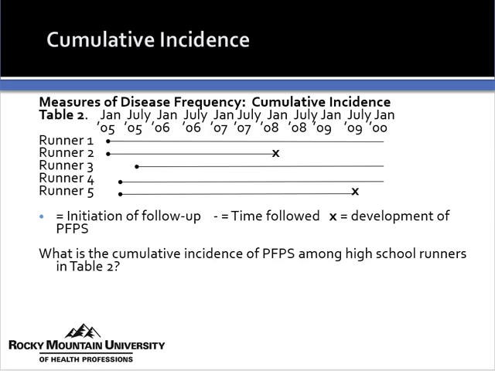Here's a very simple, basic cumulative incidence example. Population of runners. You want to know what the cumulative incidence is of developing PFPS, that's patellofemoral pain syndrome, or anterior knee pain, in a population of high school runners. So what we see is there are 2 people out of 5. In other words, 40 per 100 runners is the cumulative incidence.